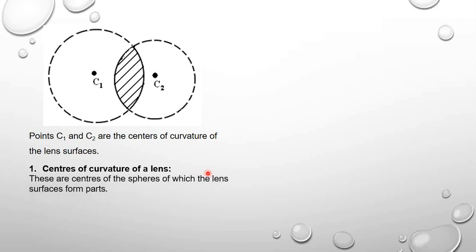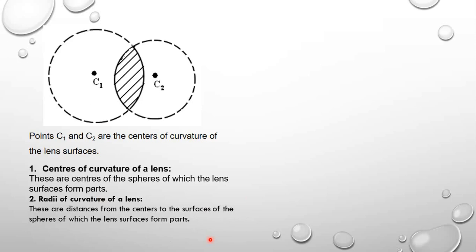And then also let us define the radii of curvature of the lens. The radii of curvature of the lens are the distances from the centers of the spheres of which the lens surfaces form part to the lens surfaces. Now let us also look at the principal axis of the lens. The principal axis of the lens is the line joining the centers of curvature of the two surfaces of the lens.